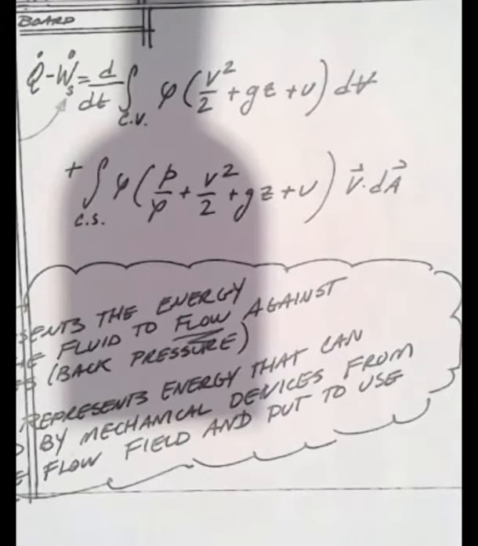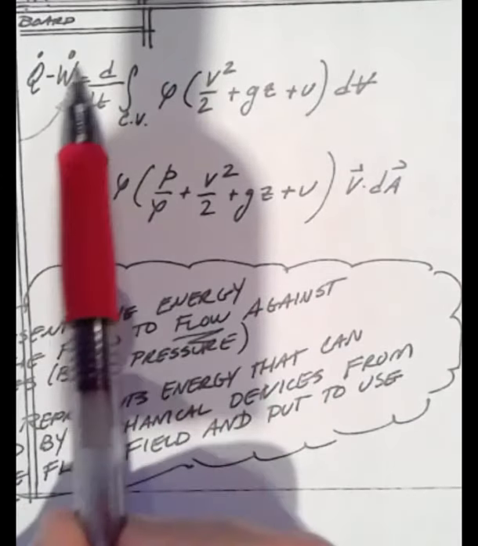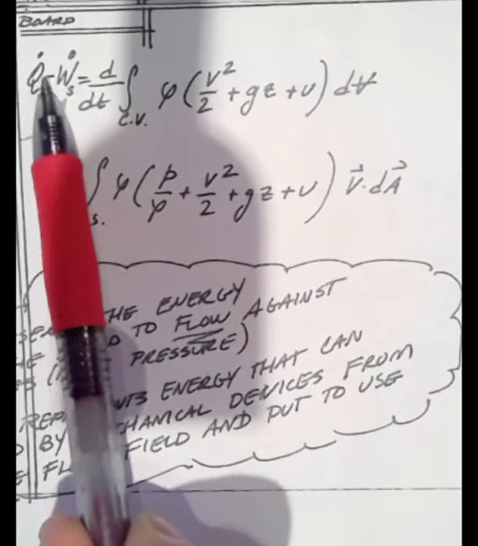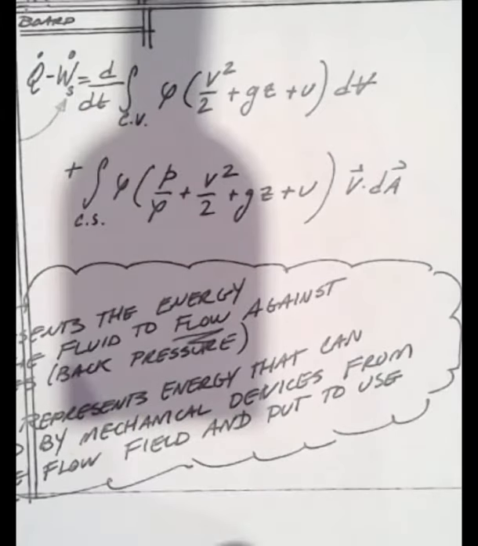And so the flow work we've put into this integral rather than keeping it over here. We have now Q dot minus W dot s. The s indicates shaft work. It's kind of like Superfly, and it's the energy that can be extracted from the fluid system into the environment.